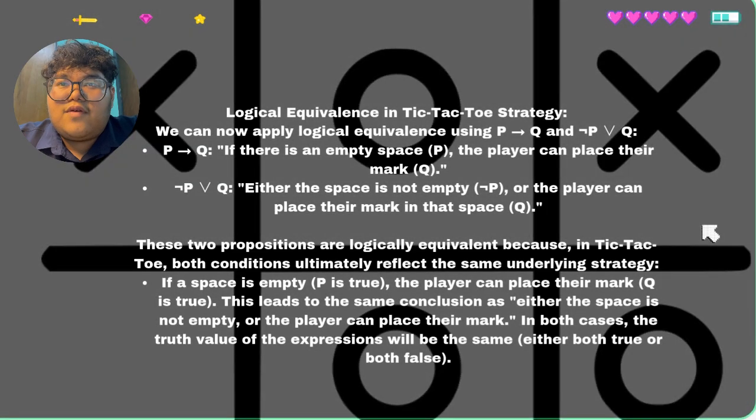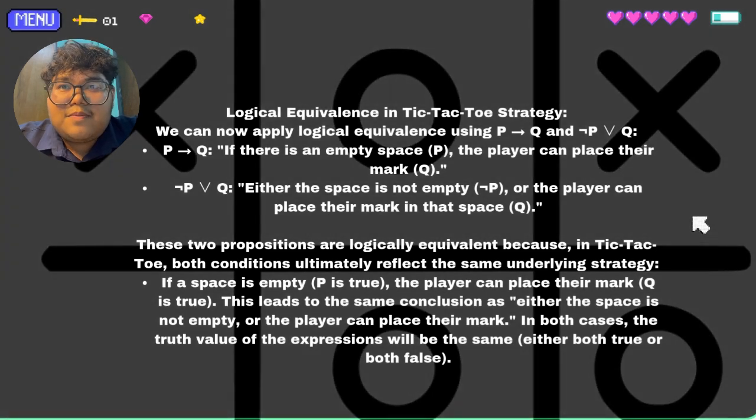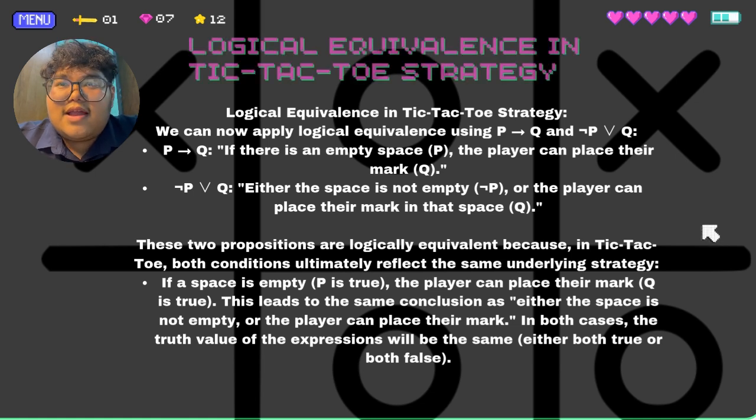Then logical equivalence in tic-tac-toe strategy. We can now apply logical equivalence using P implies Q and not P or Q. When P implies Q, it explains if there is an empty space P, the player can place their mark Q. For not P or Q, either the space is not empty, not P, or the player can place their mark in the space, it is Q. These 2 propositions are logically equivalent because in tic-tac-toe, both conditions ultimately reflect the same underlying strategy.